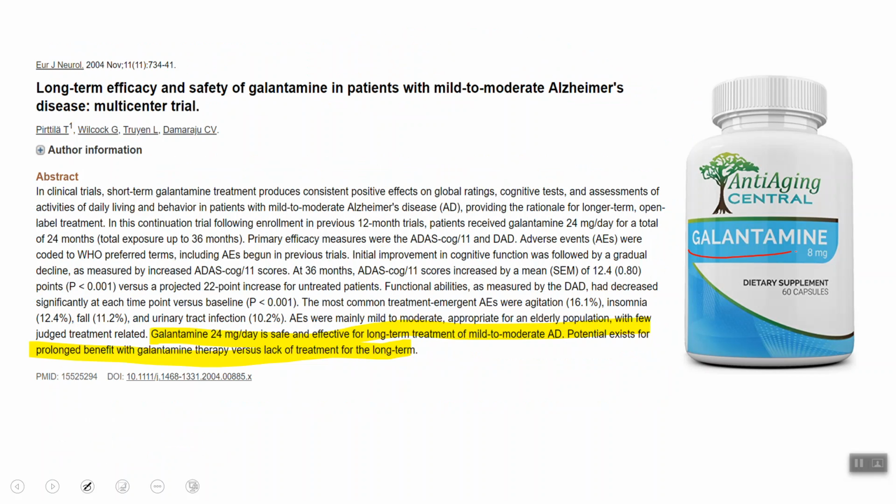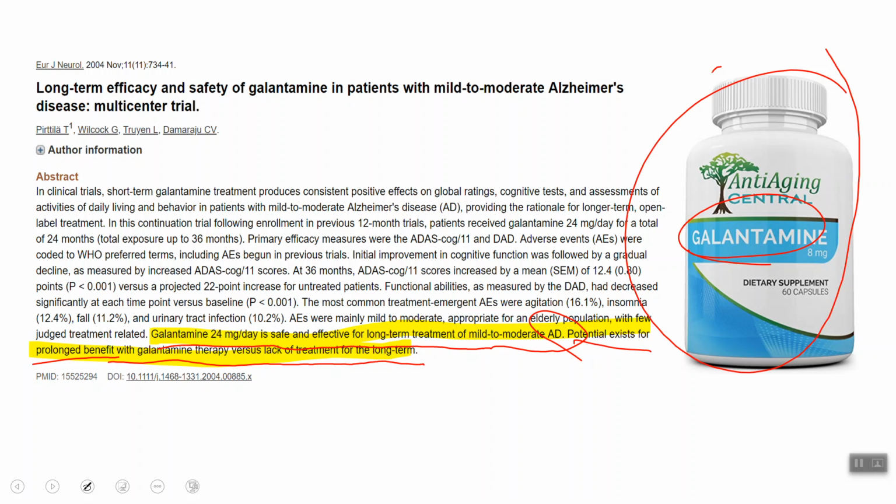Galantamine right here. This is another supplement, and there's lots and lots of research on this. 24 milligrams a day is a safe and effective long-term treatment for mild to moderate AD, which is Alzheimer's disease. Potential exists for prolonged benefit with galantamine therapy versus lack of treatment alone. So what is this saying? This is saying that this is a supplement that you can take. This actually supports neural chemistry in your brain to start supporting your memory. These are supplements, proven fact that you can do that.